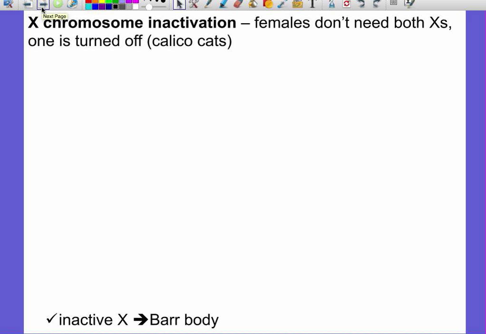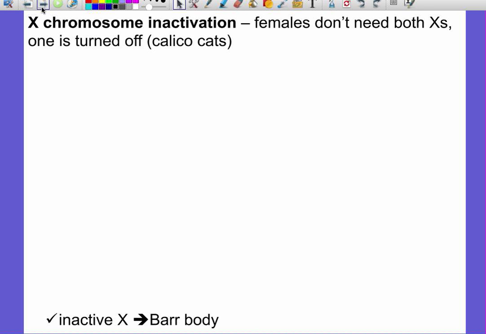This example is also very common, just like the color blindness. I think all of us in here have seen a calico cat before, and that calico trait is pretty unique. Right? So this is X chromosome inactivation that we're talking about. Since you realize that females have two X's, and they don't really need two X's because a boy only has one, and he's doing perfectly fine.